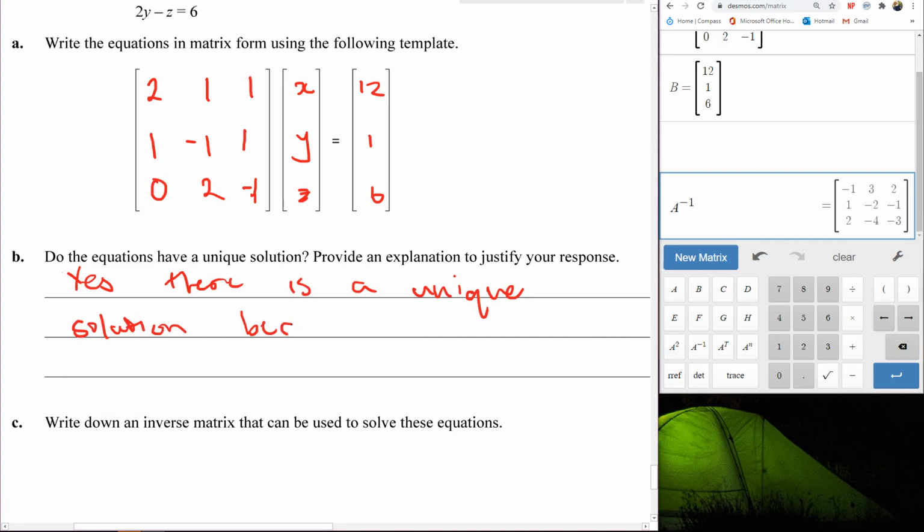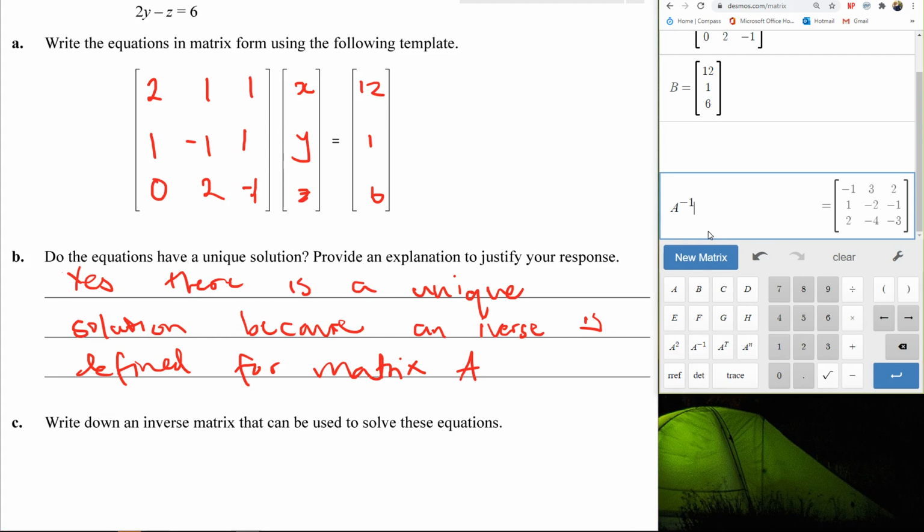And why is that? Because an inverse is defined for matrix A, and my matrix A is this matrix here. So an inverse is actually doable.